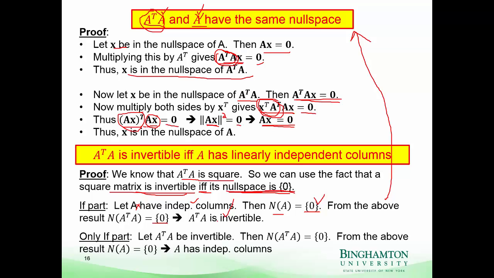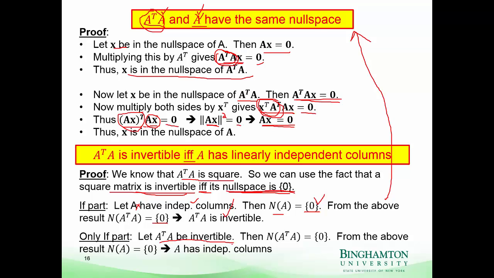Let's do the only if part, because really this if and only if, that's what this is saying. So here's the only if part. It has to go the other way. Let A transpose A be invertible. Now we must show that if that is true, then A must have independent columns. So let's check it out.